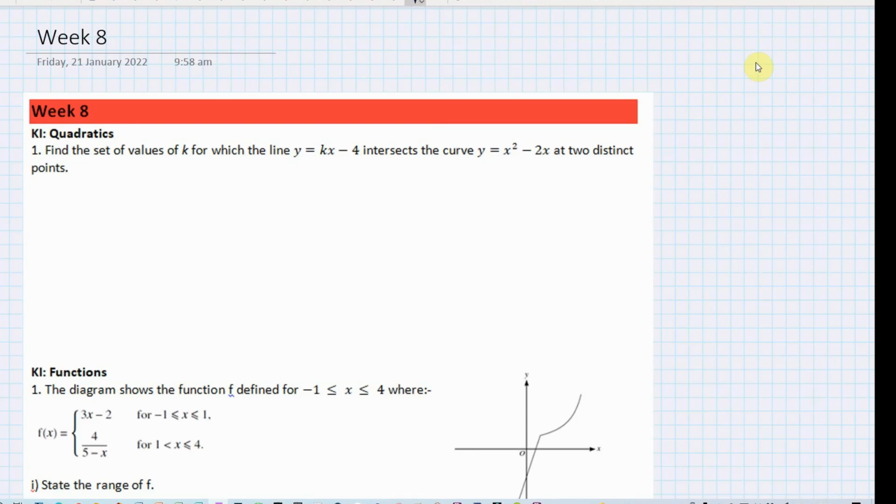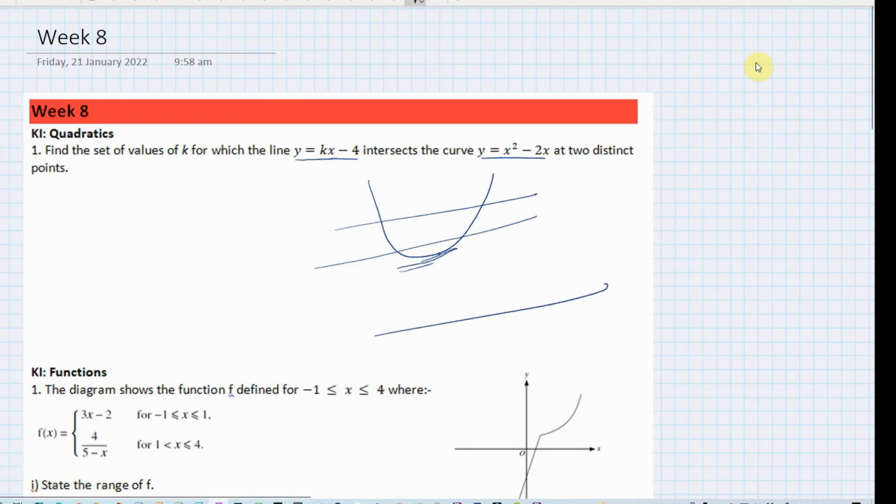Well, the first one here, we have to find a set of values for k, for which the line y equals kx minus 4 intersects the curve, so this is quadratic, y equals x squared minus 2x at two distinct points. So remember, we're looking for a scenario where we've got something like this, or this, but not something like this, where we just touch at one point. That's a pretty terrible drawing, sorry about that. So that's the general idea of what we're trying to achieve. Let's see how we can do it.